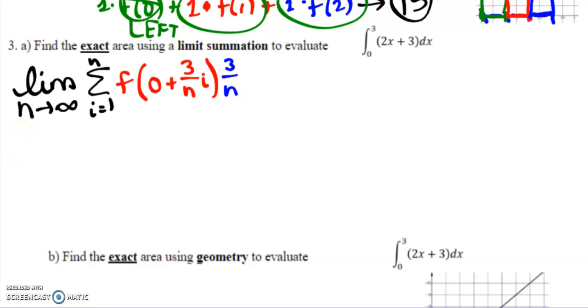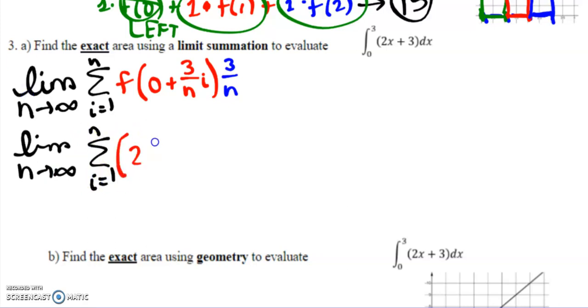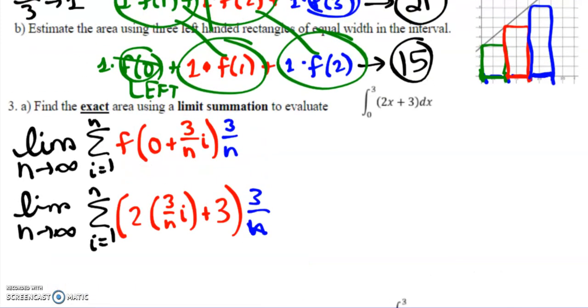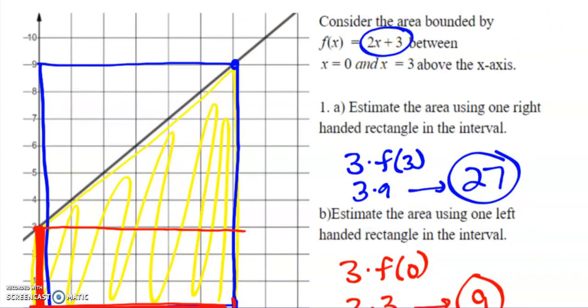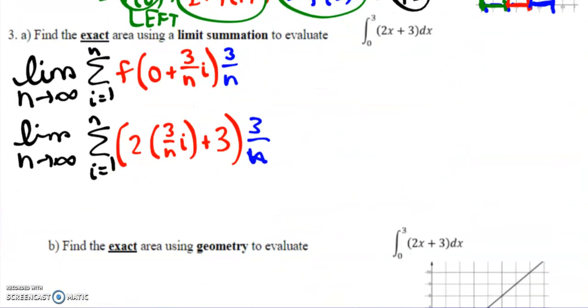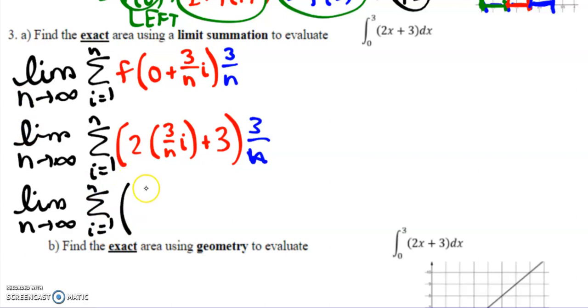Okay, well, what was my function? My function the whole time was 2x plus 3. And my width is 3 over n. That's ugly. Okay, so again, 2x plus 3 is where I'm getting that from. All right, so cleaning this up, I get 6 over n i plus 3 times 3 over n.